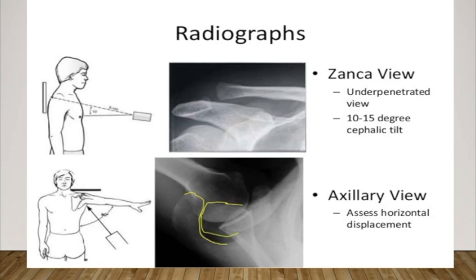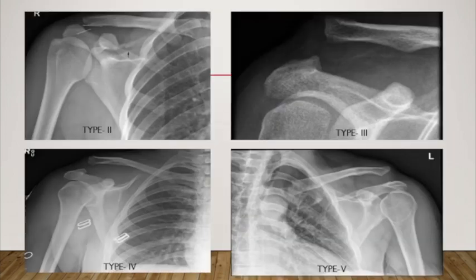If you can see properly, it assesses the horizontal displacement. So this is the axillary view. So these are some X-ray slides for type 2, 3, 4 and 5. As we all know, in type 1 there is no change in the X-ray. So from type 2, I can show you with the help of a pointer.